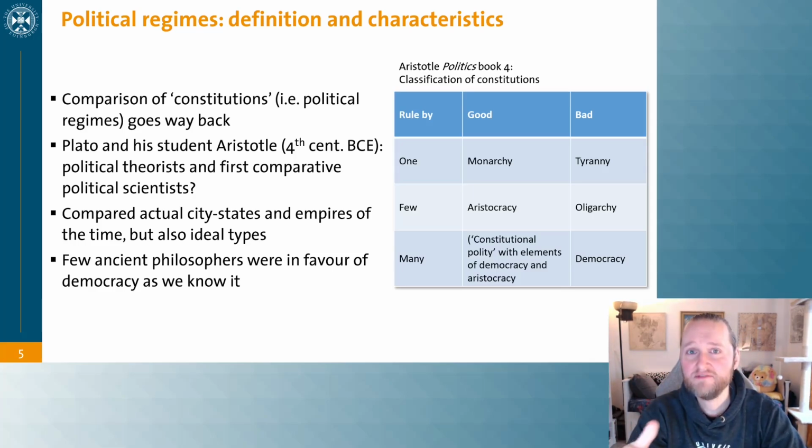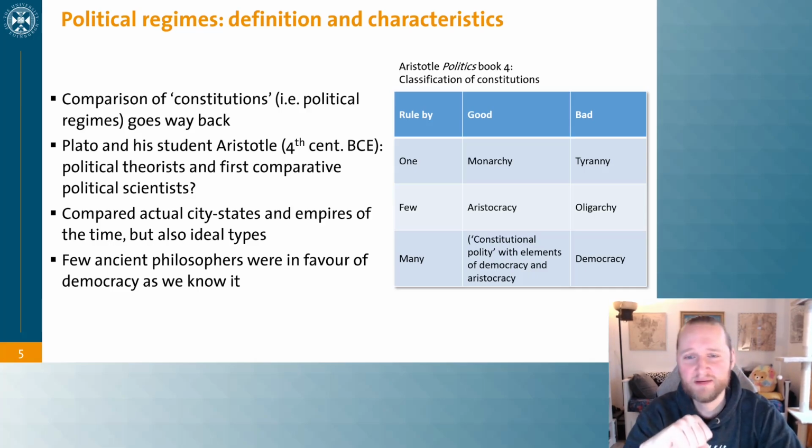This idea of distinguishing political regimes by some characteristics, of course, is quite old. That is not a new invention, distinguishing states by their systems of rule. And the comparison of what was then called constitutions, so the way that political regimes are set up, actually goes way, way back. We can take this all the way back to ancient Greece.